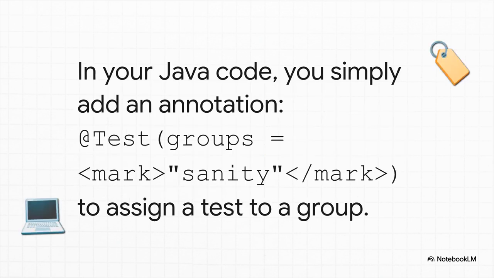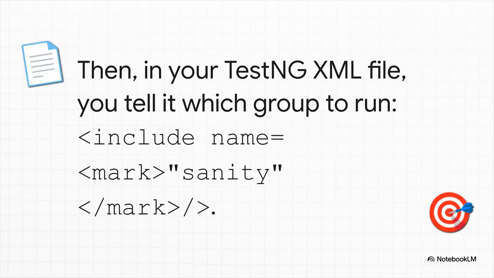So how do you actually do it? It's super simple. It all starts right there in your Java code. You just use the regular @Test annotation and add the groups parameter. So here, we're tagging this test method into the sanity group. And get this, you can even assign a single test to multiple groups, like sanity and master, so it's part of different collections.